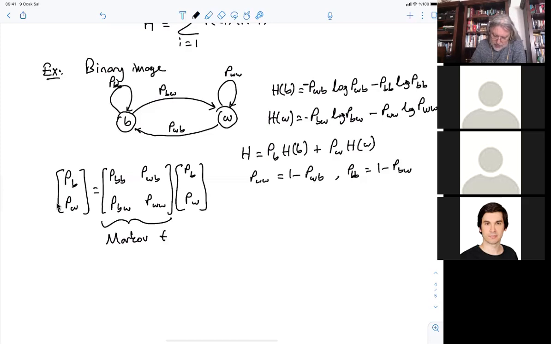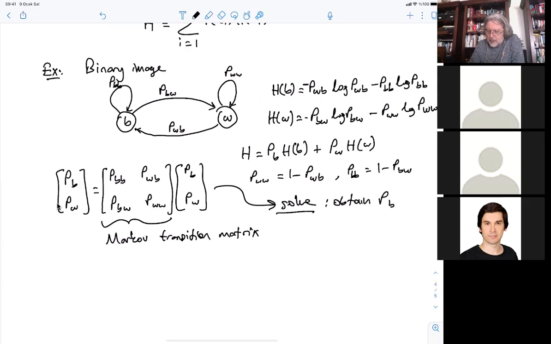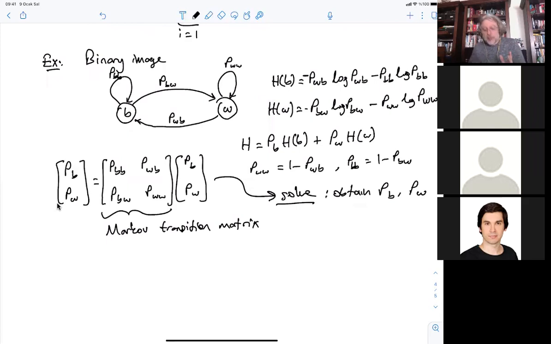Markov transition matrix. And using this transition matrix and assuming that after the transition, the probabilities will remain the same because in the steady state, the probabilities don't change. We apply it to probability of black and white, and we obtain, again, probability of black and white. So we have to solve for this, and obtain probability of black and probability of white. So this is how we normally find probability of black and white.